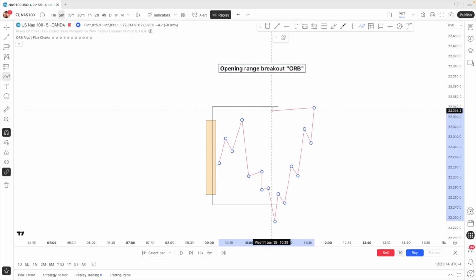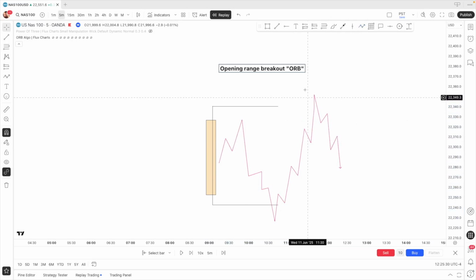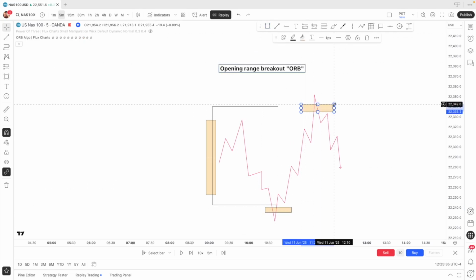If price takes out the high, we want to do the exact same thing. We want to wait for price to break. We want to wait for a reversal of an inverse fair value gap to form, and then we want to continue in the opposite direction. So basically it's going to look something like this and something like this.